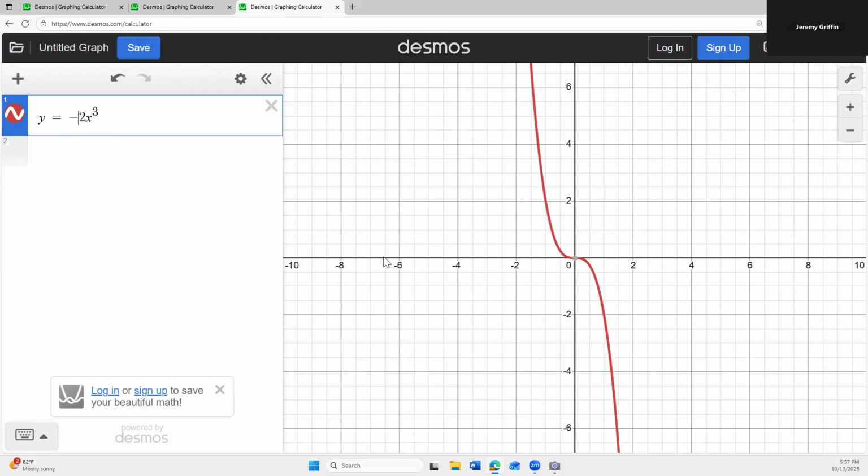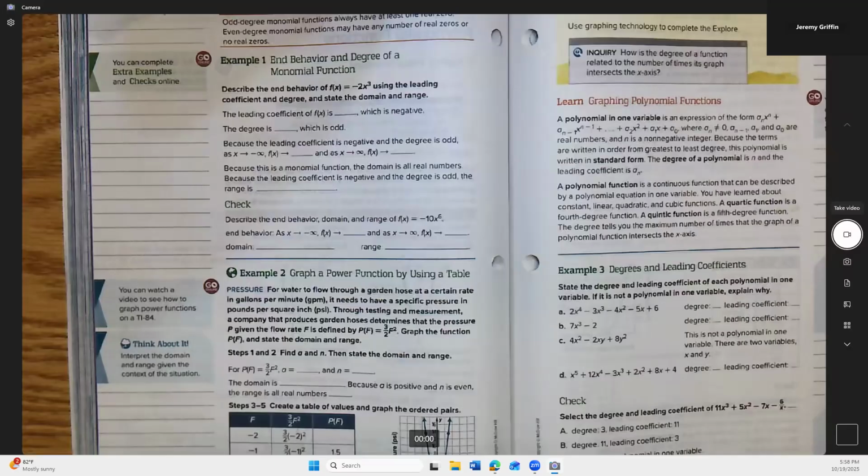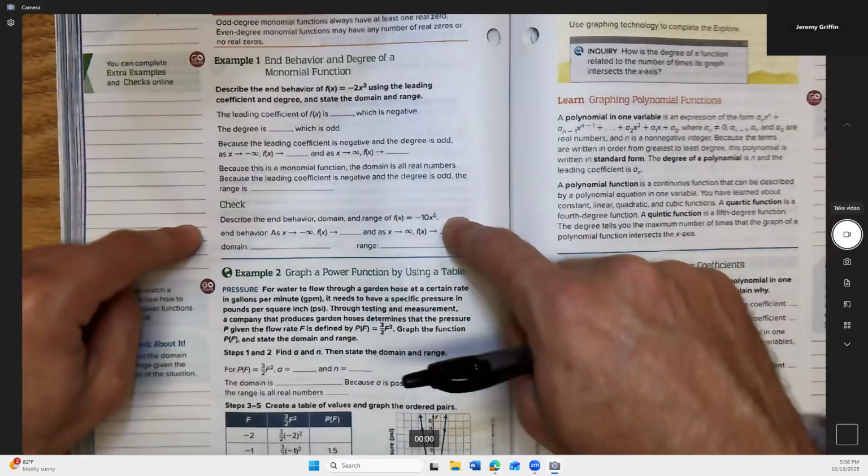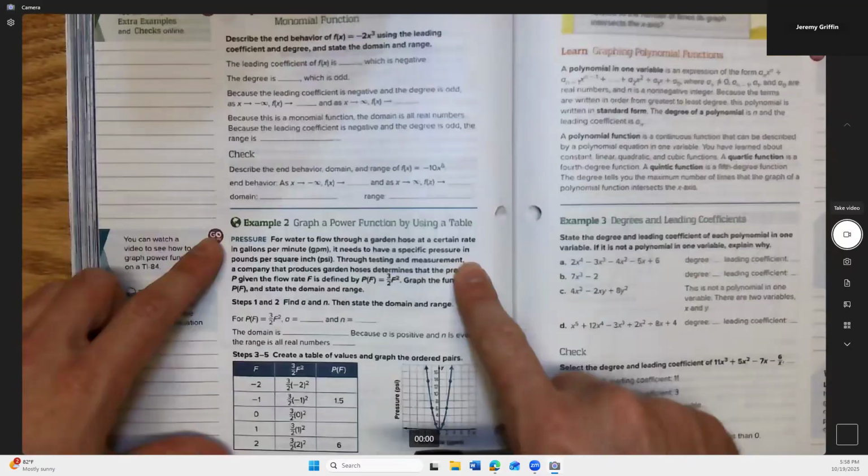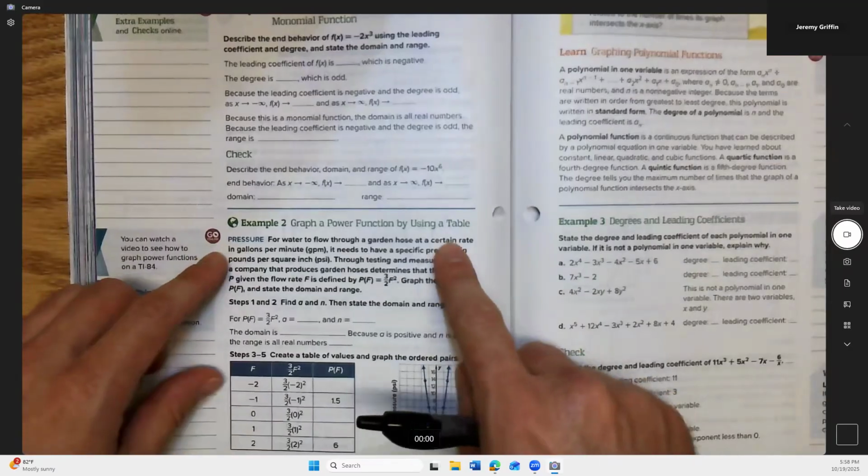Now, the domain is the possible x values. X can be anything from negative infinity to positive infinity. And the range is possible y values. Well, this could go up forever or down forever, so y could also be negative infinity to infinity. There's domain and range right there.